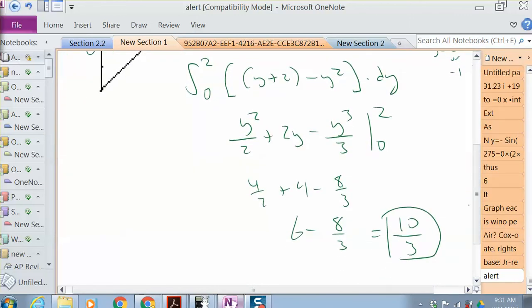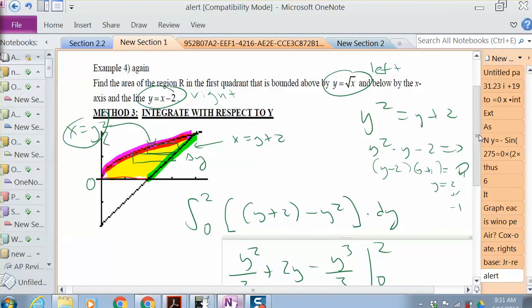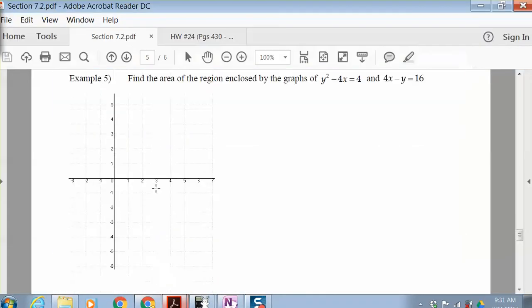If you just realize that, okay, we have a right curve minus a left curve, let's change this so it's x in terms of y. So we'll see this situation happen one more time in the next example. Any questions? All right, so one more. This one right here.